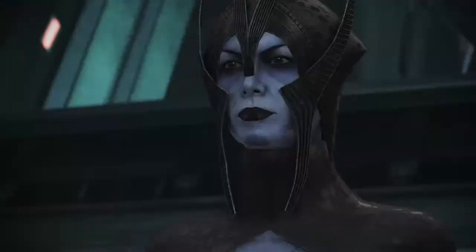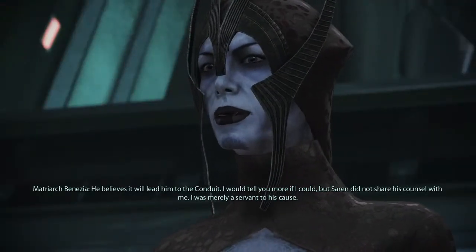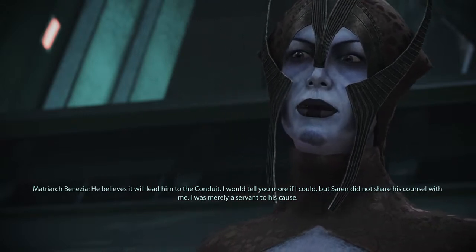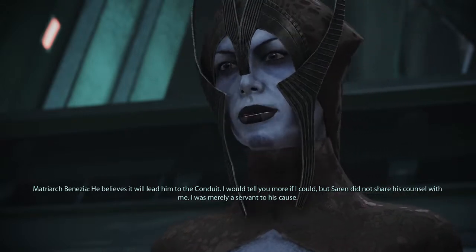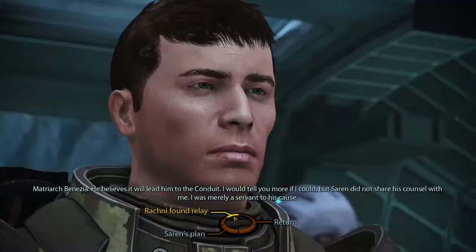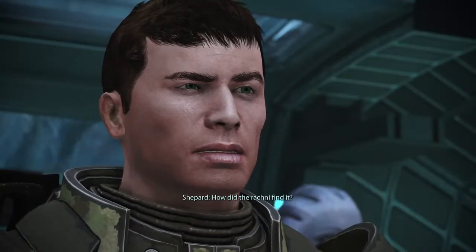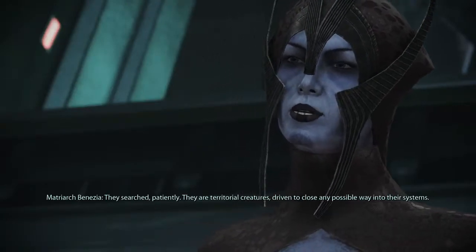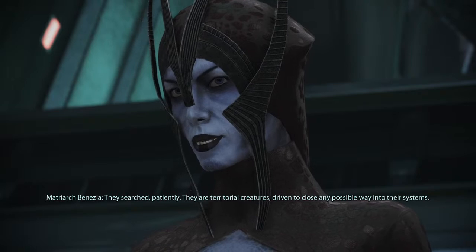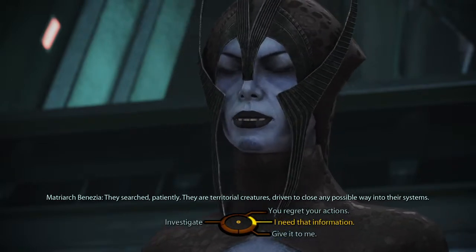Why does Saren need the Mu relay? He believes it will lead him to the conduit. I would tell you more if I could, but Saren did not share his counsel with me. I was merely a servant to his cause. How did the Rachni find it? They searched, patiently. They are territorial creatures, driven to close any possible way into their systems.